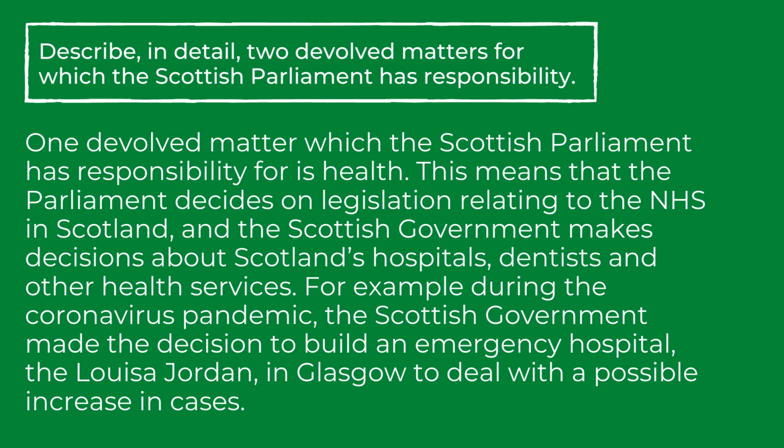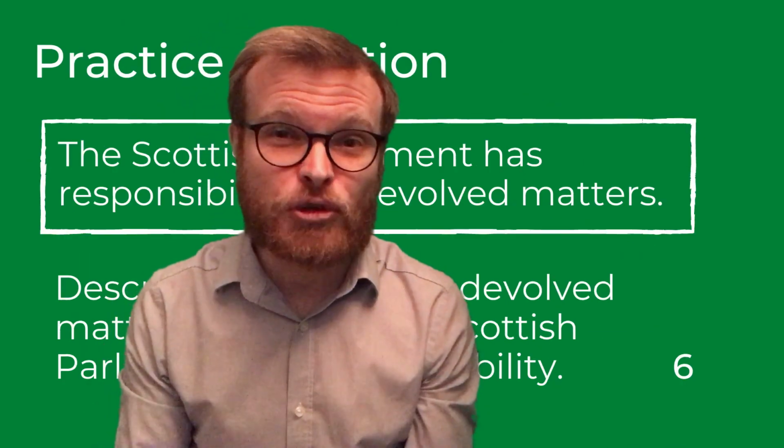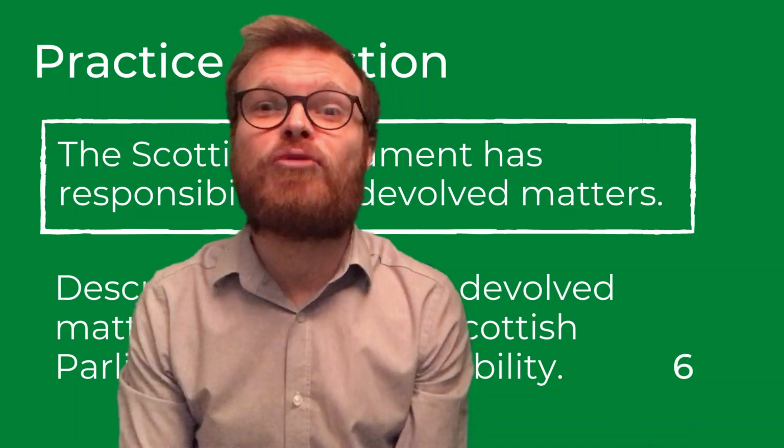So your task now is to have a go at finishing this question with another paragraph about a different devolved issue. You'll need to go away and do a wee bit of research and find an up-to-date example as well. That's it for devolution. Remember, Scottish Parliament deals with devolved issues like health, education, crime, the law, transport and farming. The UK Parliament deals with reserved issues like defence, foreign affairs, immigration, and most benefits.